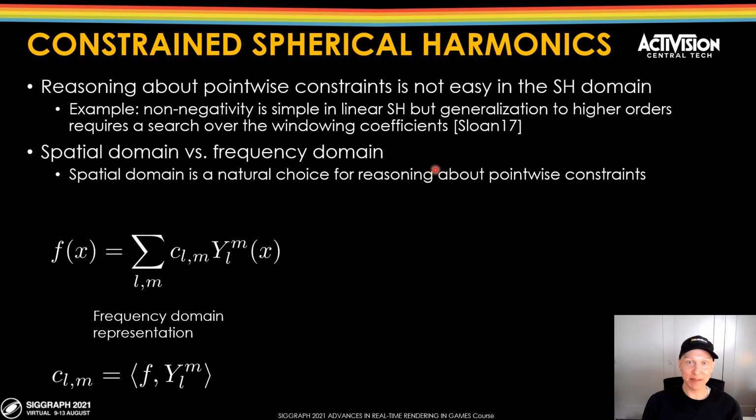This is because, similar to Fourier series, SH expansion gives us a frequency domain representation of the target signal. For instance, here the target signal is f(x), and we represent it as a linear combination of spherical harmonic basis functions, which have a global support over their domain, which is the sphere.